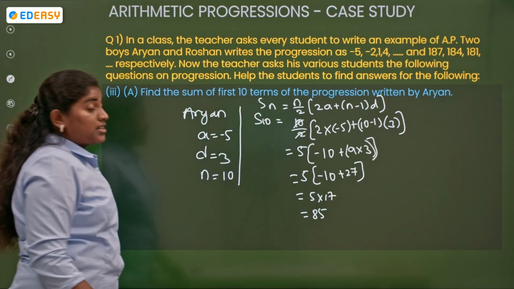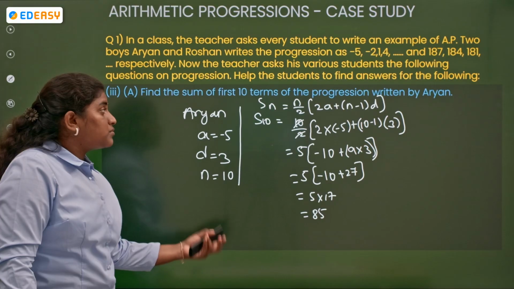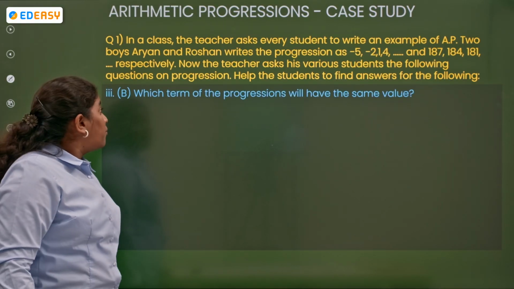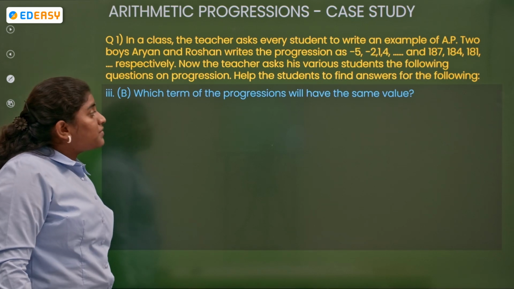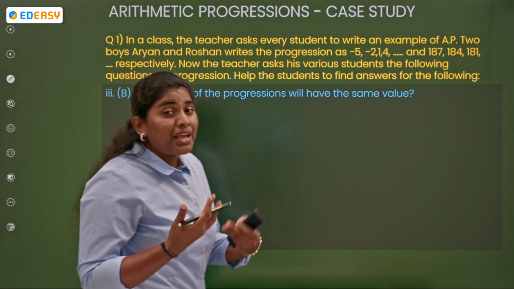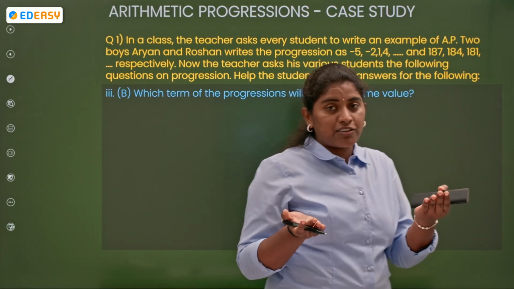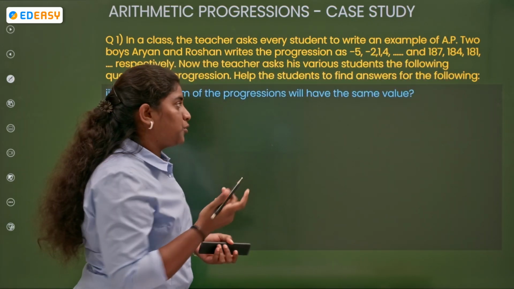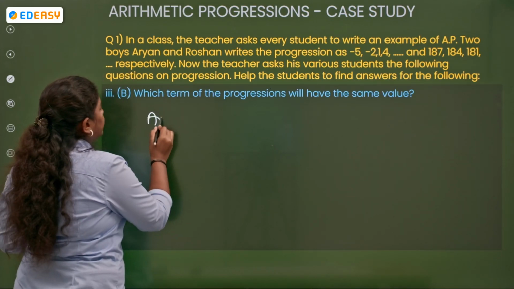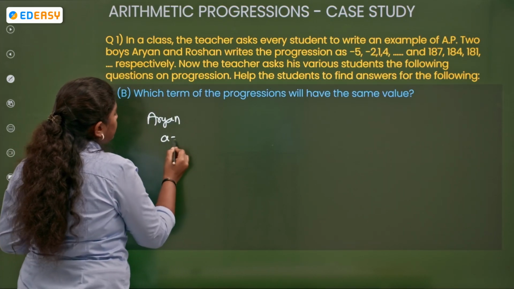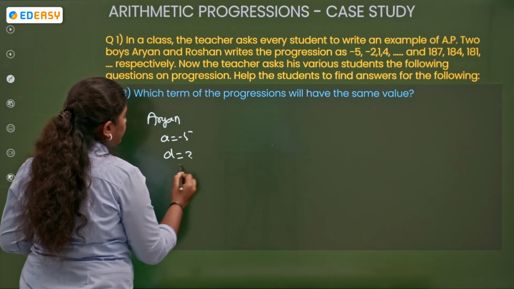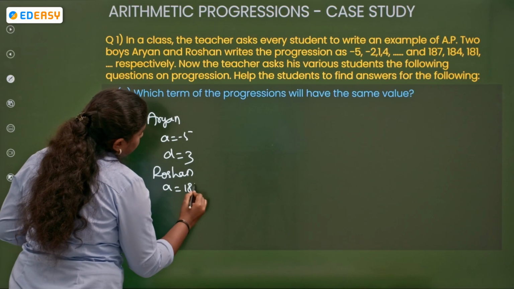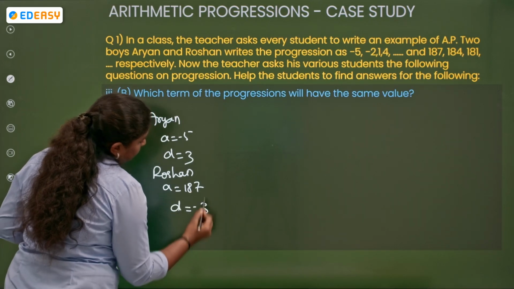Understood? Yes. So we got the sum of the first 10 terms of the AP by Aryan as 85. Moving to the next: which term of the progressions will have the same value? It means you will be having the AN value of Aryan equals to the AN value of Roshan, and you need to find that N value. Okay. Now for Aryan, A value equals minus 5 and D equals 3. And for Roshan, A value equals 187 and D value equals minus 3.